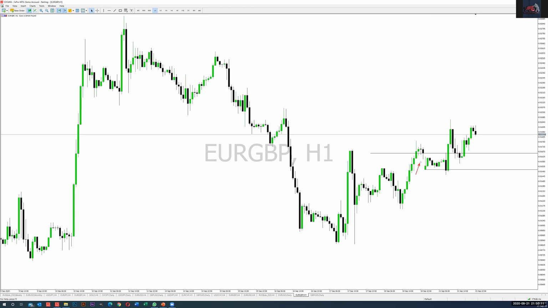Here. It means if you had a long position when the market closed here, and you had a stop loss here, when the market opened down here, your trade closed automatically. You see?